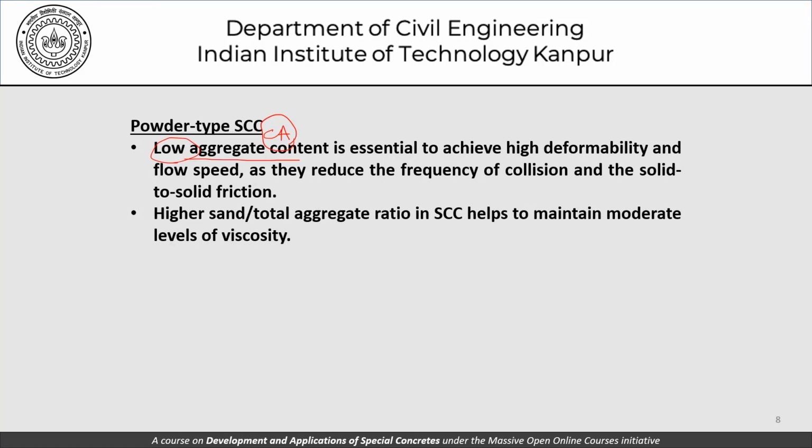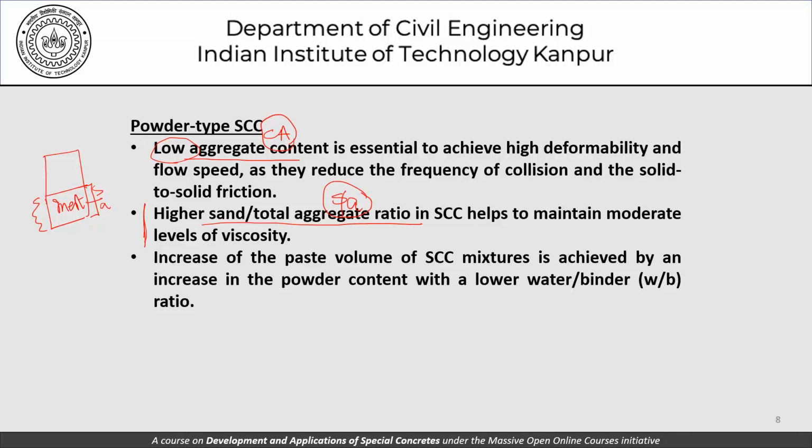We go for a higher sand to total aggregate ratio in self-compacting concrete to maintain moderate levels of viscosity. Now, this higher sand to total aggregate ratio essentially refers to the good old parameter S by A, except that we often do not approach it from the direction of S by A, but that is what it will boil down to. Given the fact that we are familiar with the concept of S by A, which is the parameter which we use to divide this space of inert material that we have in the pitcher of 1000 liters into sand and coarse aggregate, I have included this sentence here just to put the discussion we have in perspective.